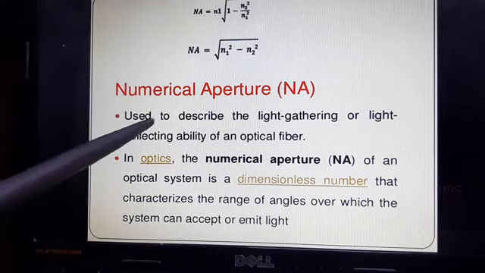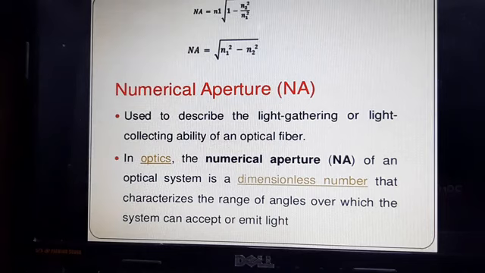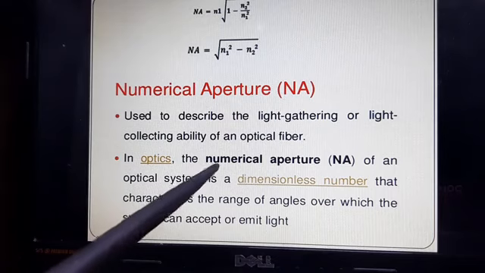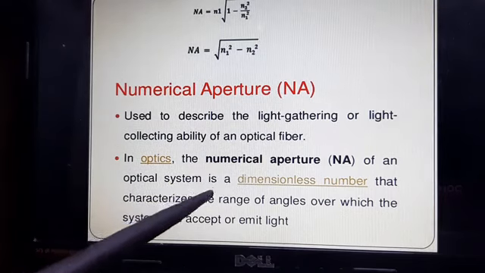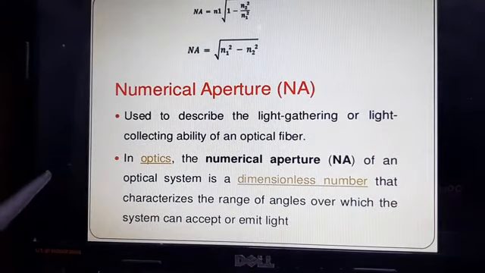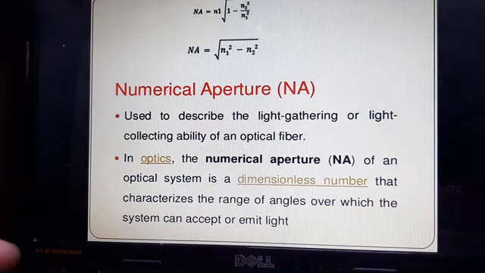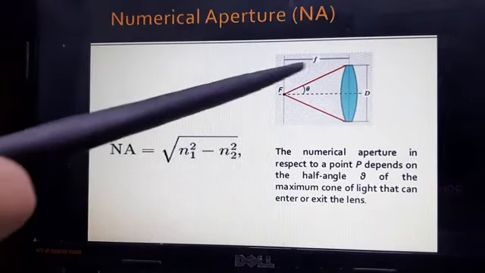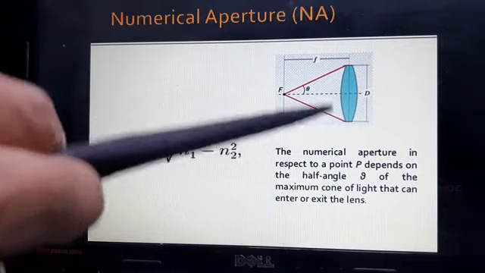This aperture is used to describe the light gathering or light collecting ability of the optical fiber. In optics, numerical aperture is a dimensionless number that characterizes the range of angles over which the system can accept or emit light. This is the diagram for numerical aperture.